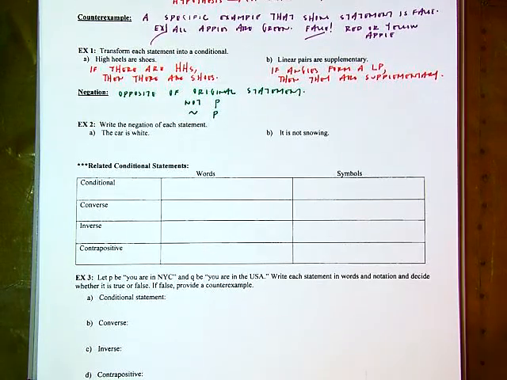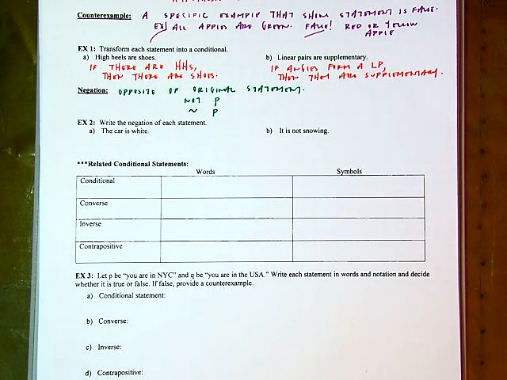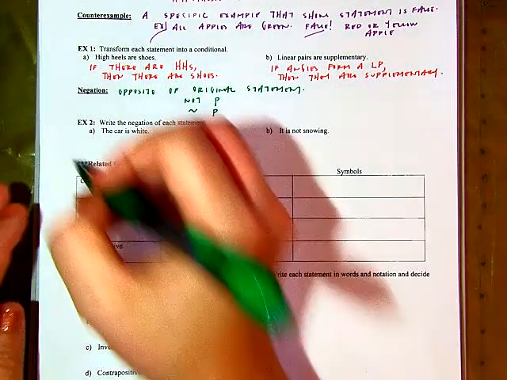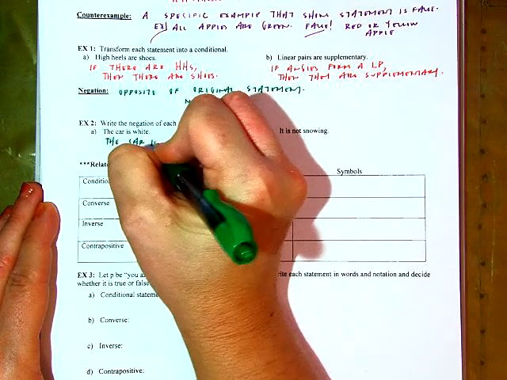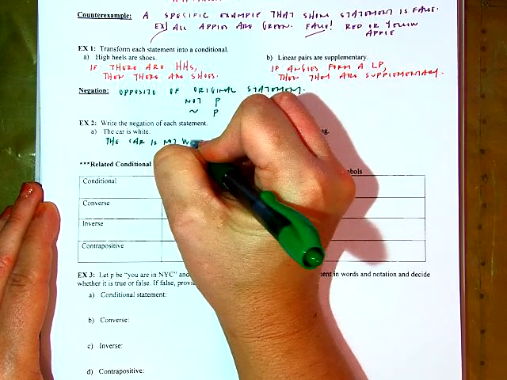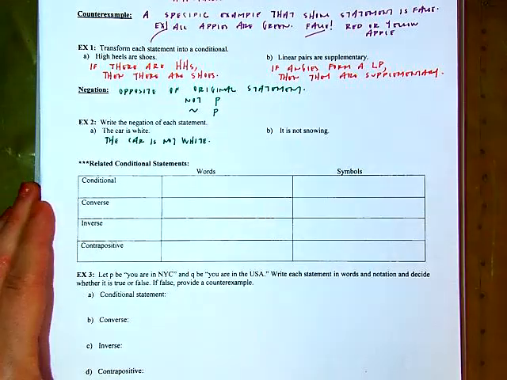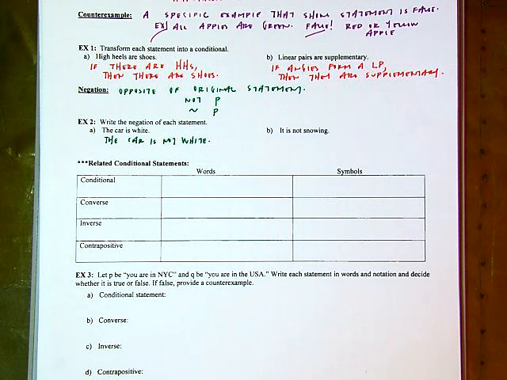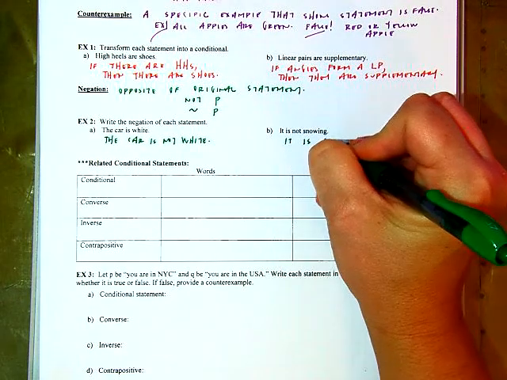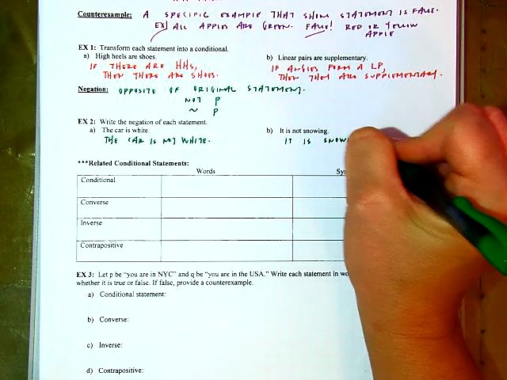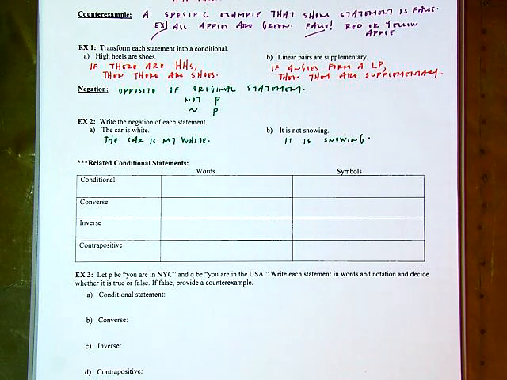So for example, write the negation of each statement. The car is white. So we're saying, okay, well, what's the opposite? The car is not white. Okay, if I say in B, it is not snowing, right? What would be the opposite? Well, it is snowing. So to negate is to write the opposite of the original.